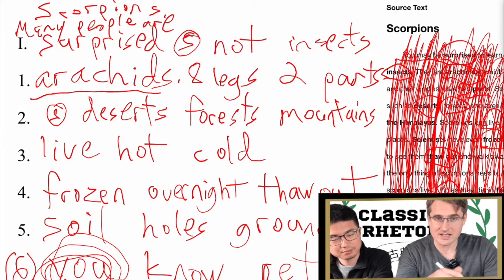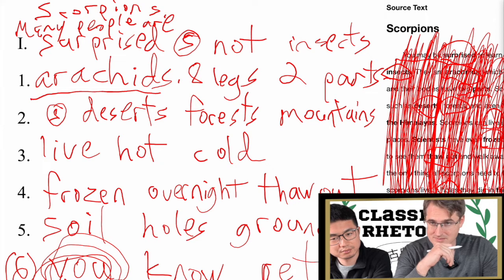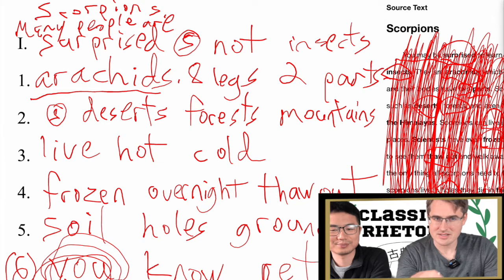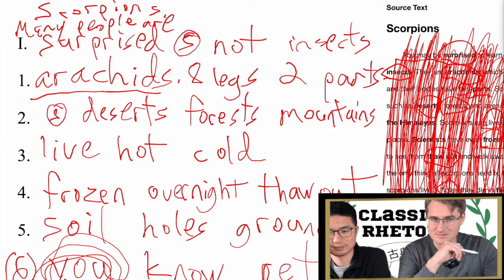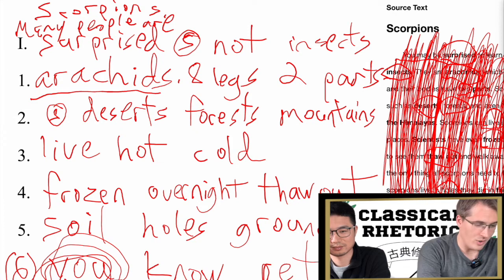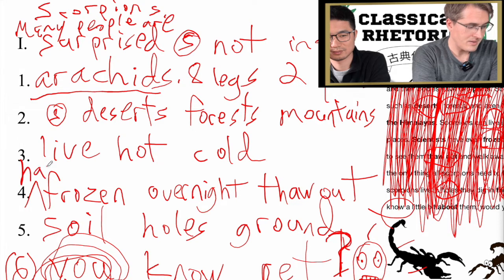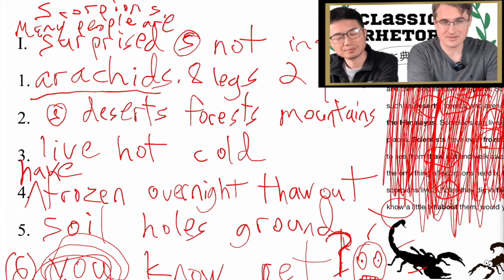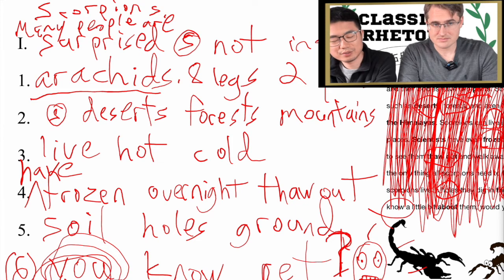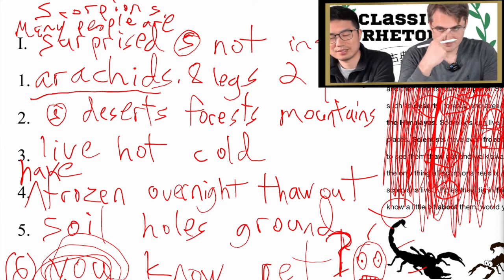Okay, next one. Rebecca, can you tell us live, hot, cold? They can live both in hot and cold places. Next one, Louis. Can you tell us frozen, overnight, and thaw out? Some scientists even froze those scorpions in the lab overnight, and when they thawed out, they just walked away. Okay. I want you to write in here have frozen. Frozen is a participle, so you must have your auxiliary have. 对，frozen 是过去分词，必须有前面一个助动词 have。如果主语是复数的时候，需要用 have 当助动词，表示过去分词。Okay.